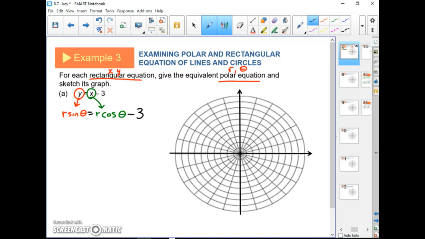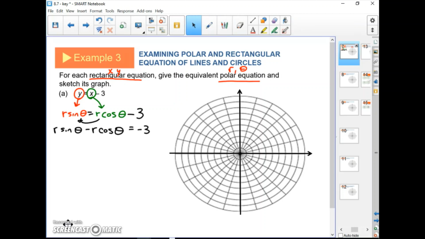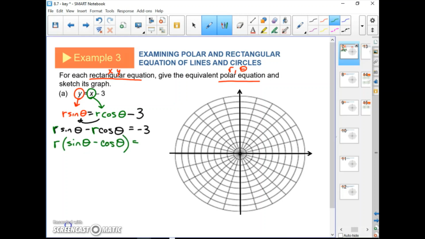We would subtract this over so we can get the r's at least on the same side. We have r sine theta minus r cosine theta equals negative 3. You have to do a little bit of factoring. I see both of those expressions right there have an r in it. So it's like we take a GCF, a common factor of r, out. And that's really the hard part, I think. That's the trick to this. Factor out r so you can get it isolated.